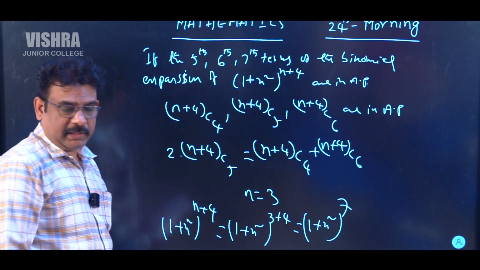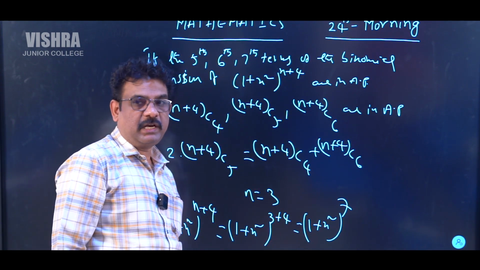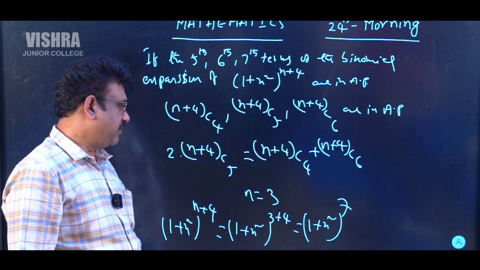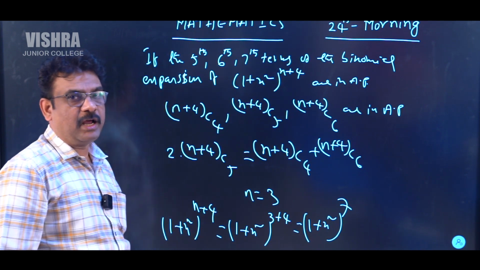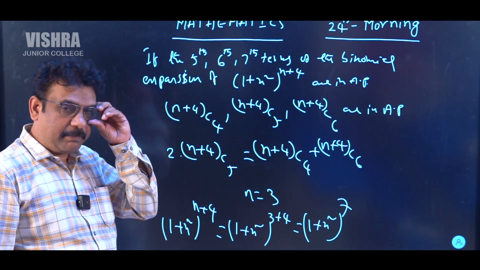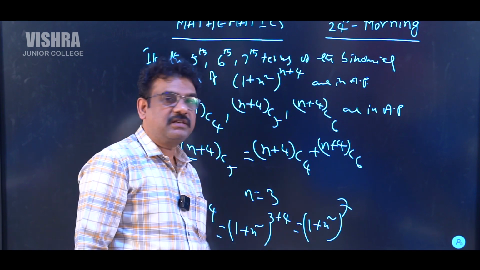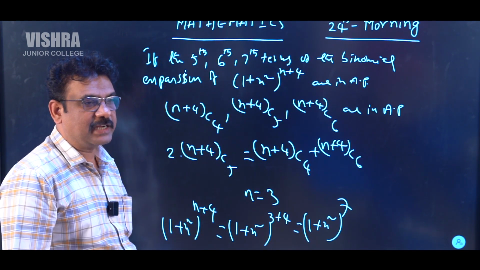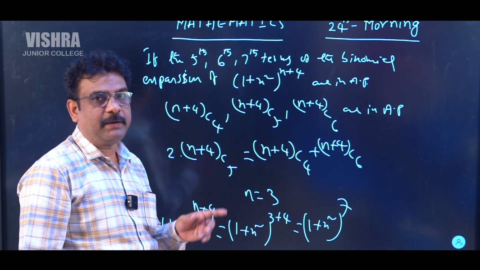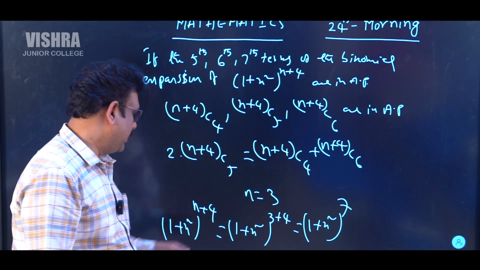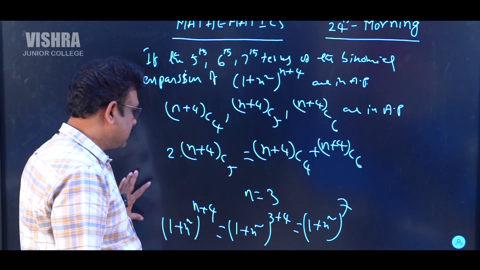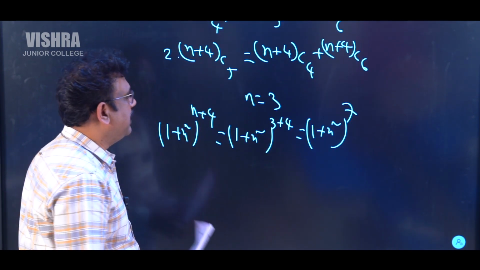Now in this expansion, when n is even, the greatest binomial coefficient is nC(n/2). When n is odd, the greatest binomial coefficient is nC((n-1)/2). So here 7 is an odd number.